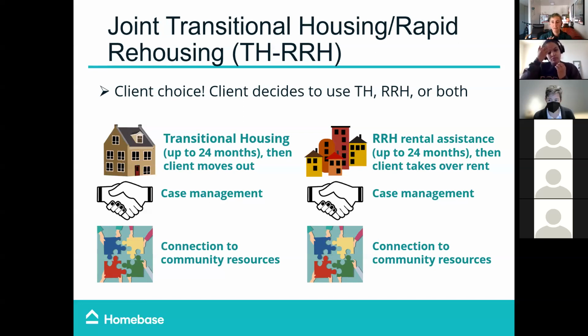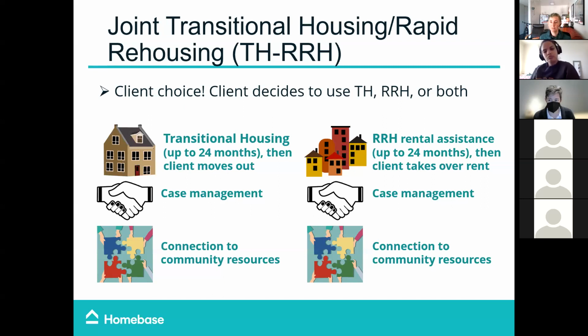One of the things that HUD is very explicit about for this project type is it's the client's choice whether they start out in transitional housing or in rapid rehousing, and they can stay in transitional housing for their full time in the project, or they can stay in rapid rehousing, or they can start in TH and move to rapid rehousing. It is their choice.